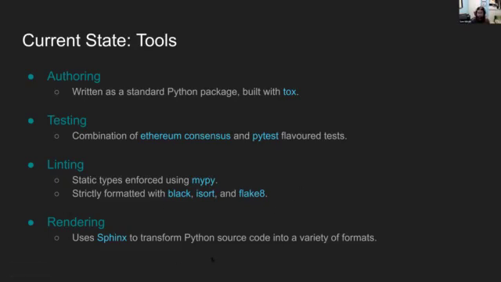Finally, we use Sphinx, which is probably the most common Python documentation tool out there. It takes our Python source code plus annotations and converts them into the format you saw earlier.